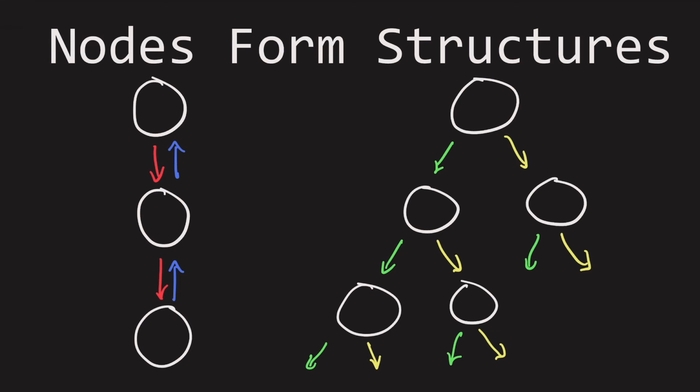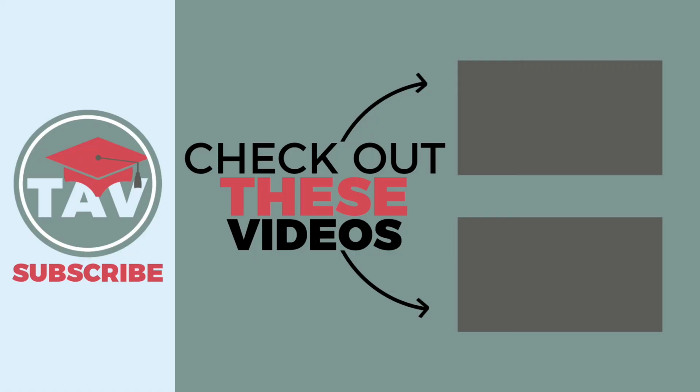The main takeaway should be that nodes are a general term for an object that stores data and has pointers. And it is these pointers which allow for data structures to form and to actually be effective and useful. And that's all you need to know to understand the basics of nodes.